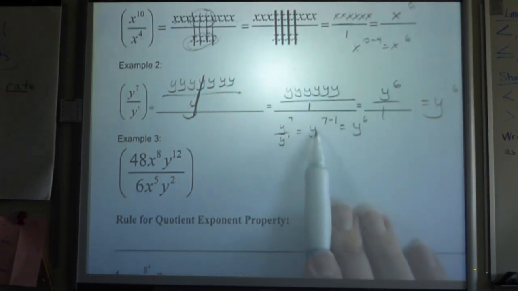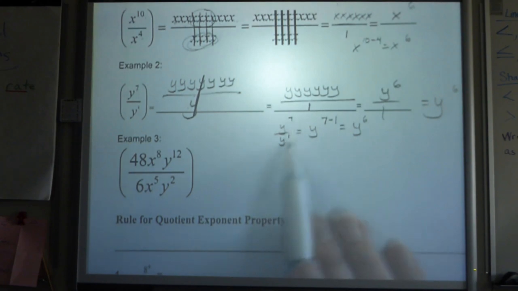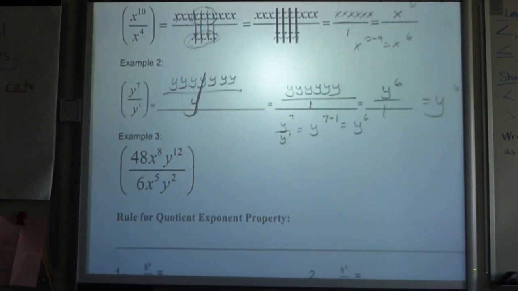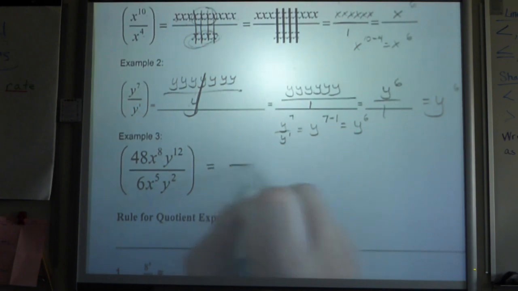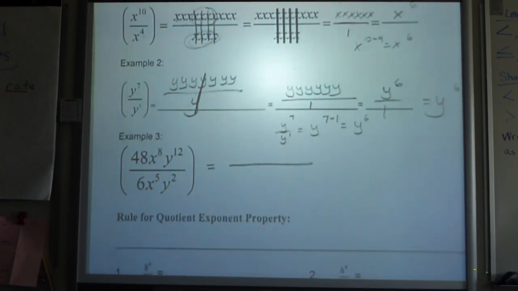So again, if you have y to the 7th over y to the 1st, it'd be y to the 7 minus 1, or y to the 6th. Okay, let's look at example 3. Now we have some coefficients. Don't be intimidated by that. You've been doing this since elementary school. This is just simplifying fractions, right? Or dividing. What's 48 divided by 6? Or what's 48/6 written as a simplified fraction?